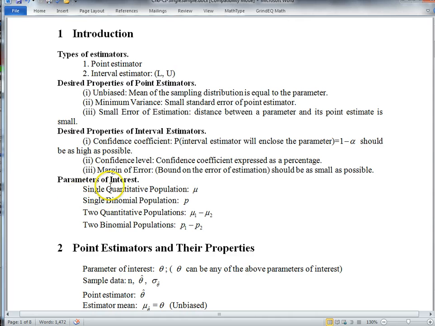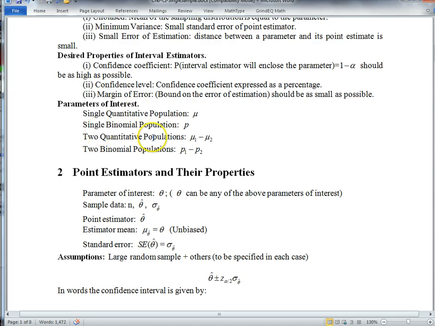So these are the parameters we are interested in. If I have one population, it's mu. If I have a binomial population, it's p. Sometimes I want to compare two quantitative populations. Comparing things means you look at the difference, mu1 minus mu2. If I want to compare two binomial populations, I would look at p1 minus p2. We may or may not get to these in this course.